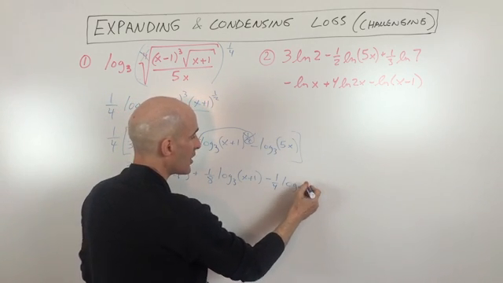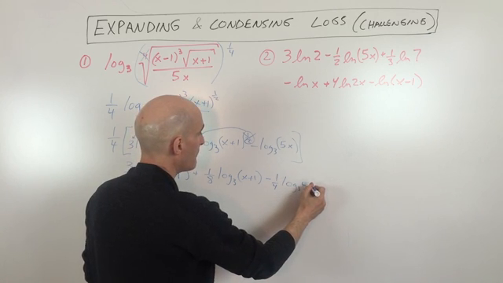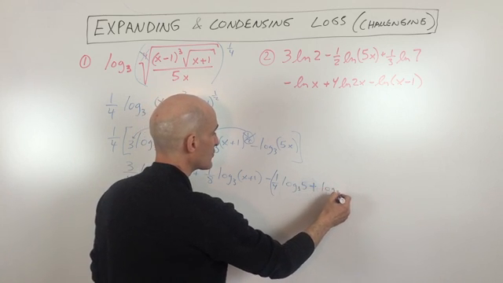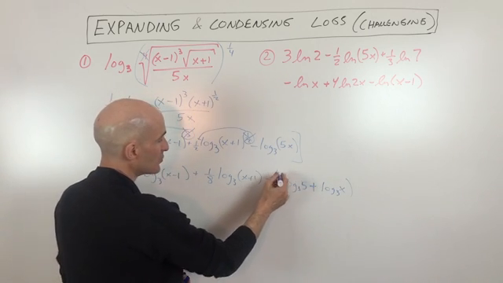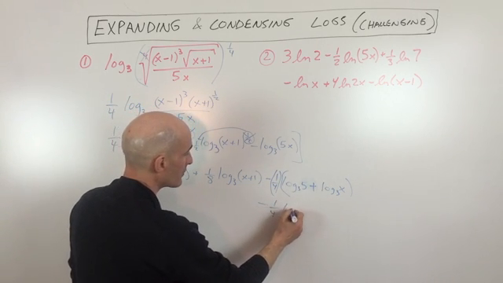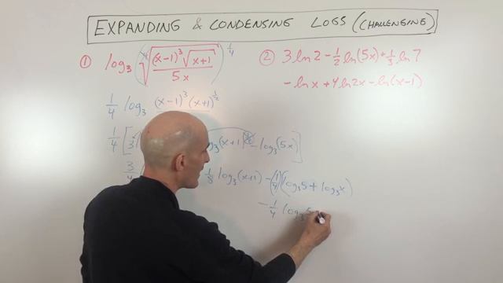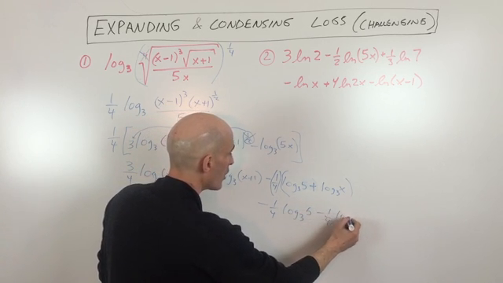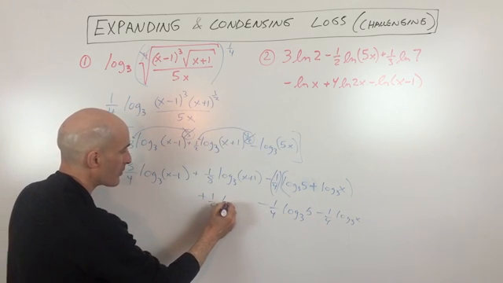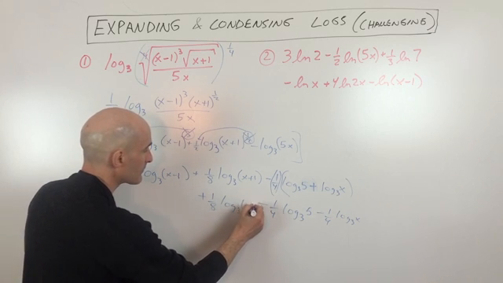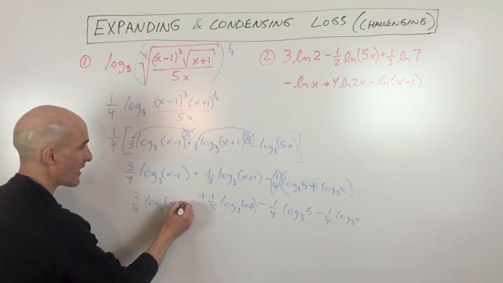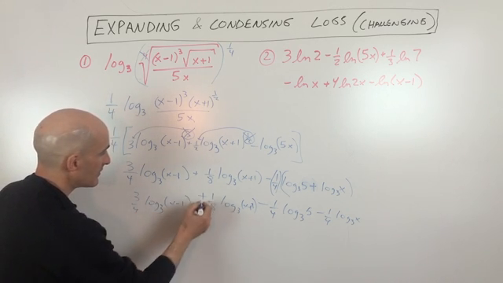And we could write this as log base 3 of 5, plus, I'm just going to put parentheses here, plus log base 3 of x. And then go ahead and distribute the negative 1/4 in here. So this would be negative 1/4 log base 3 of 5 minus 1/4 log base 3 of x. And we can bring these other terms down. So 1/8 log base 3 of x plus 1 and 3/4 log base 3 of x minus 1. Okay, so there you go.